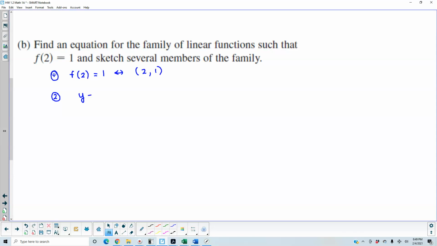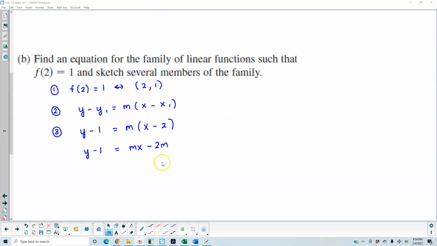The point slope form is y minus y1 equals m times x minus x1. So we're going to use the point to solve for y. So we have y minus 1, which is equal to m times x minus 2. And so now we're going to solve for y. In order to solve for y, we're going to distribute the m first. So we have y minus 1, which is equal to mx minus 2m.